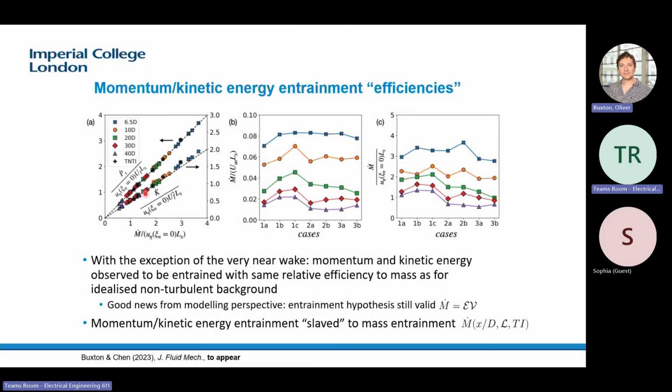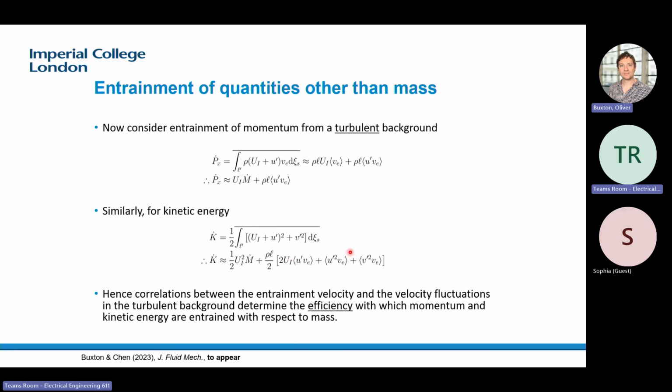But we've measured this, and the good news is that essentially the efficiency is preserved. This is because the correlation between the velocity fluctuations and the entrainment velocity is relatively small. It only really seems to affect the entrainment of kinetic energy, and only in this near wake region. And that's because we've effectively got the sum of 3 small-valued correlations as opposed to a single correlation.